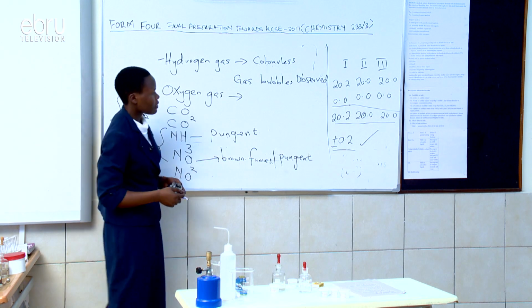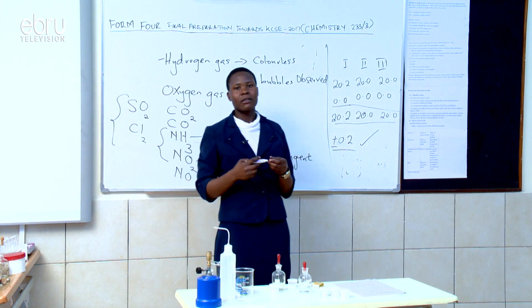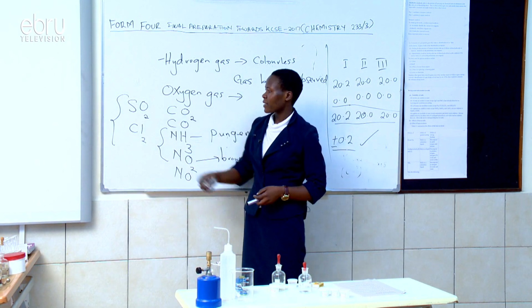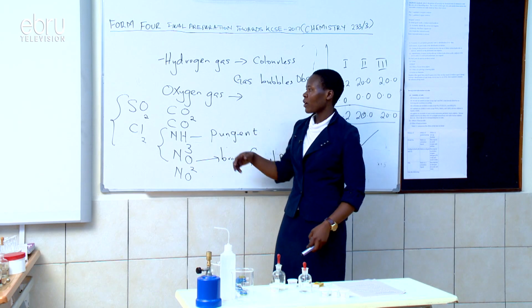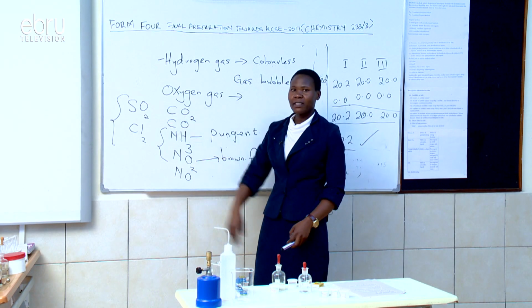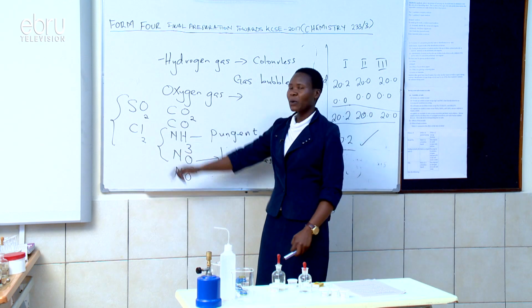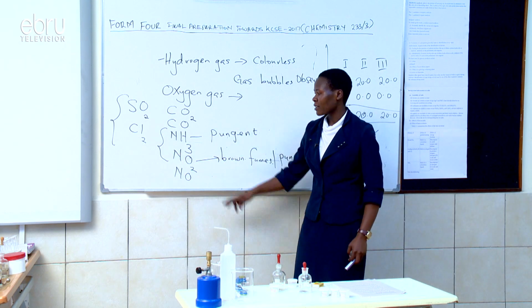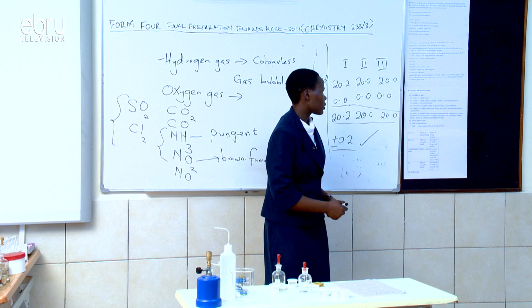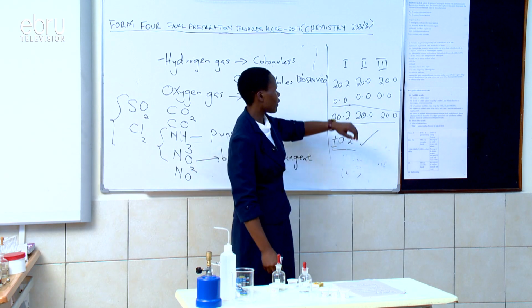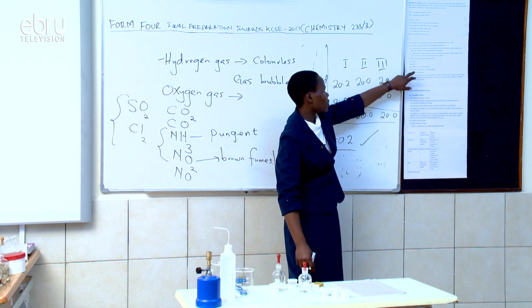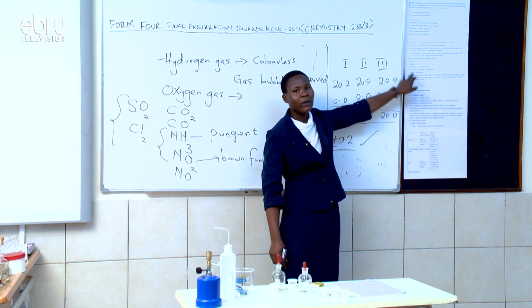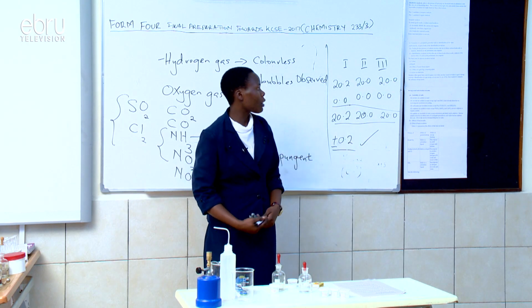So if the learner is carrying out a test and he smells a smell that is irritating or that is choking, then automatically he can guess maybe that is sulfur (IV) oxide gas, maybe that is chlorine gas, maybe that is ammonia gas, or that is nitrogen (IV) oxide gas.